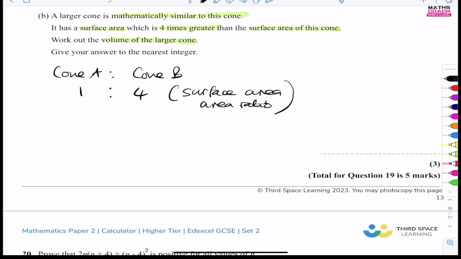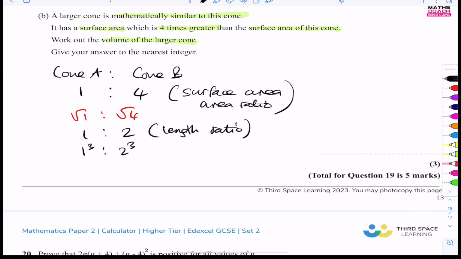Okay, so we will go down to the length ratio, because from the length ratio we can find the volume ratio. In order to do that, we square root both of these. So we square root 1 and we square root 4, and to work out the length ratio, that gives us 1 : 2. So this is the length ratio. This is very important. From the length ratio, we work out the volume ratio. How? We cube it. So that would be 1 : 8. And this is the volume ratio that we will need to use.